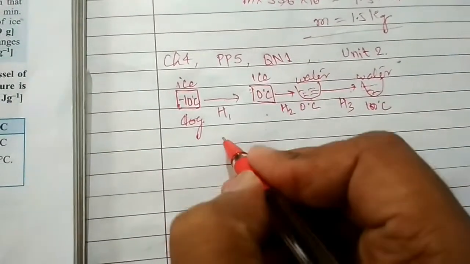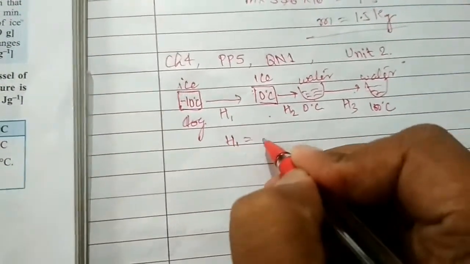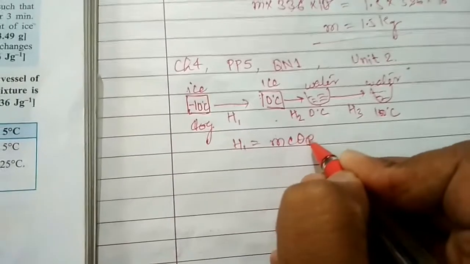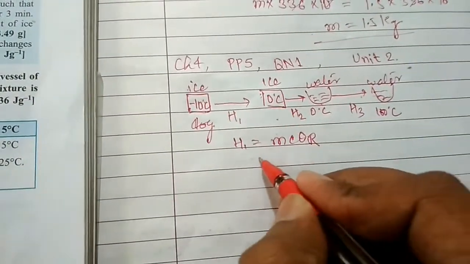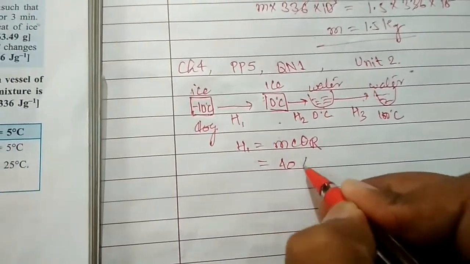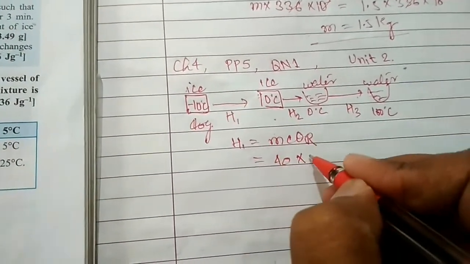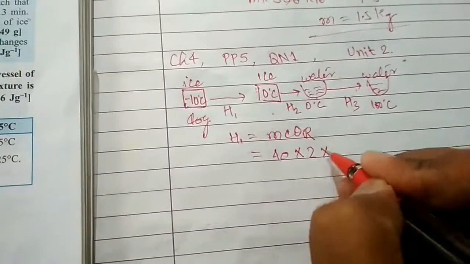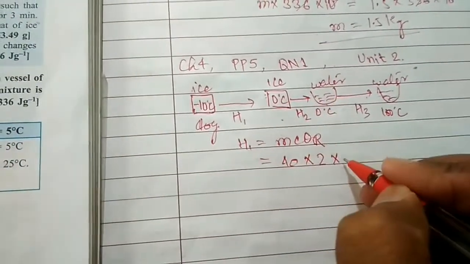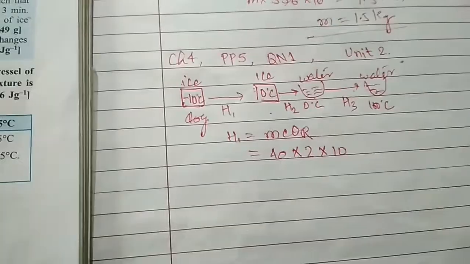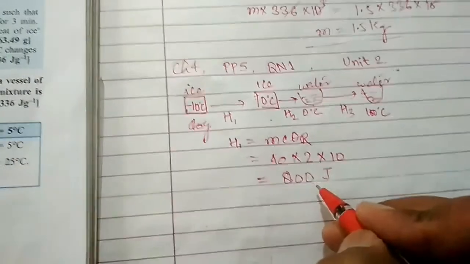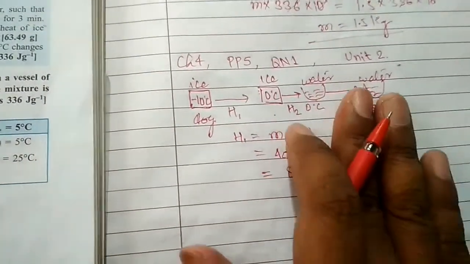I am going to calculate H1, which is equal to m c theta rise. See here, minus 10 to 0. The mass we know is 40 gram. The specific heat capacity of ice was given in the question as 2 joule per gram, and the theta rise from minus 10 to 0 means 10. On solving, we get 800 joule. This is H1.